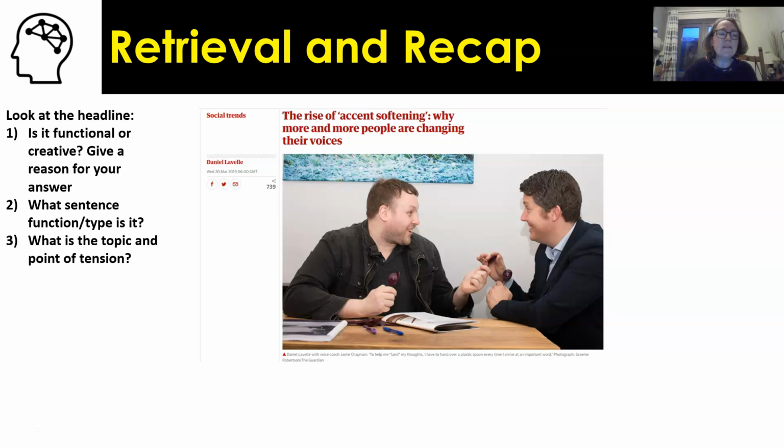Okay, so what sentence type and function is it? Now, this will help us double back and really expand our reason why it's functional rather than creative. So let's start with some sentence function. We've got a 1 in 4 chance, guys, of getting this right. Interrogative, declarative, imperative, or exclamatory. Now, we can immediately rule out exclamatory because there's no punctuation. We can immediately rule out interrogative, no punctuation. We could double check it's not an interrogative, because the rise of accent softening is not a question stem. Okay, so now we've got 2 choices, declarative or imperative.